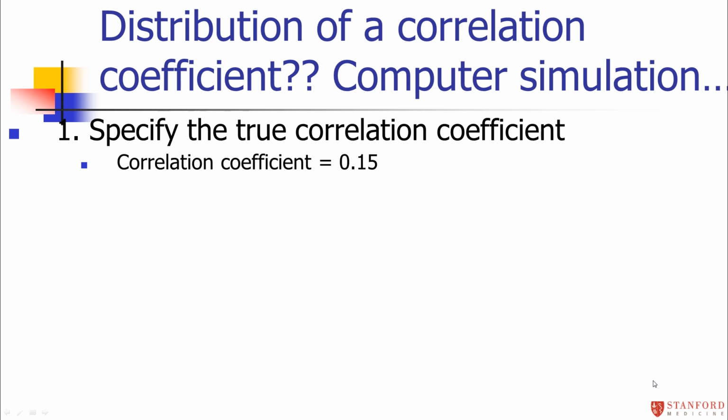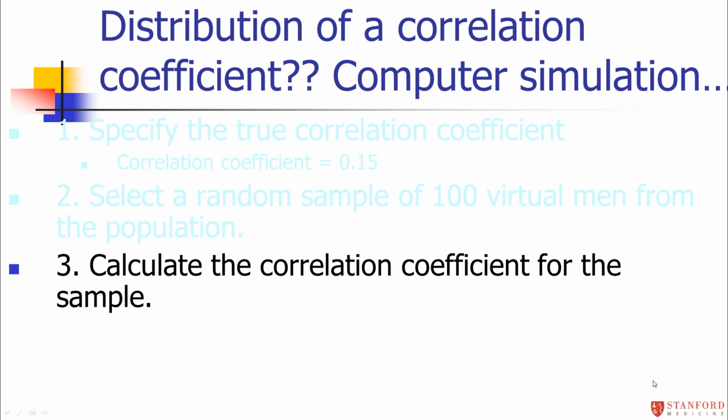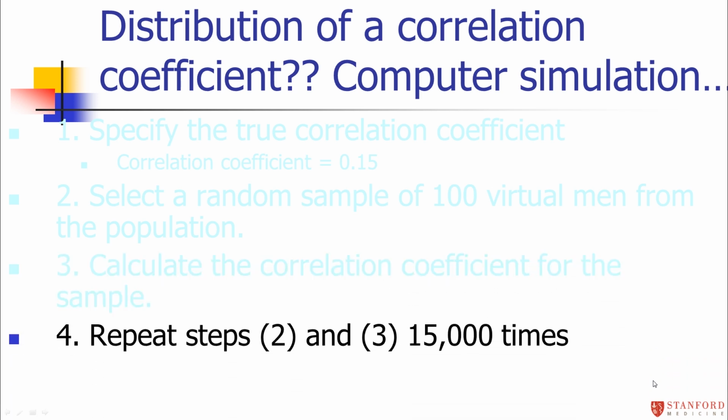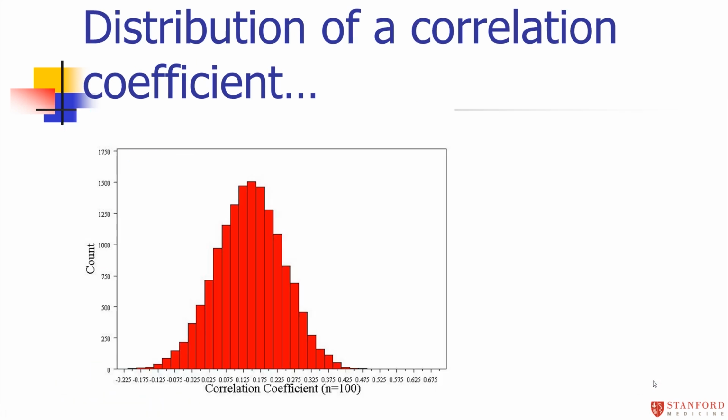If that's true, then I can sample from that population, sample both vitamin D levels and cognitive scores. I select a random sample of 100 virtual men. They all have a cognitive score and a vitamin D level based on this underlying correlation. I calculate the correlation coefficient in the sample. And then I do this again and again and again, and let's say I do it 15,000 times this time. You're getting the idea of a computer simulation now. And then we can explore the distribution of those 15,000 correlation coefficients.